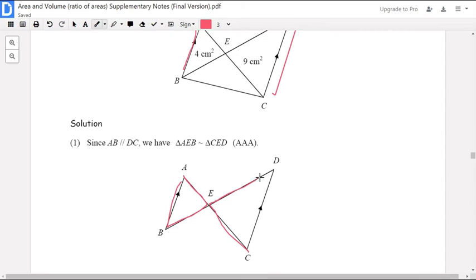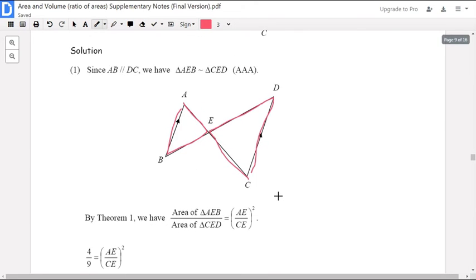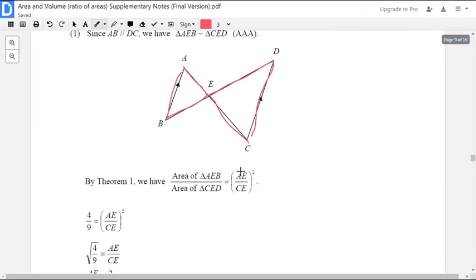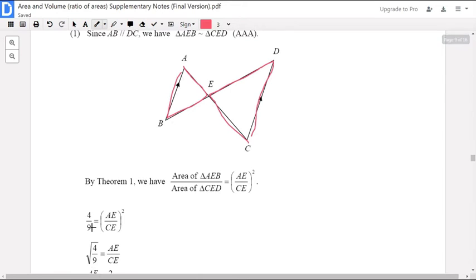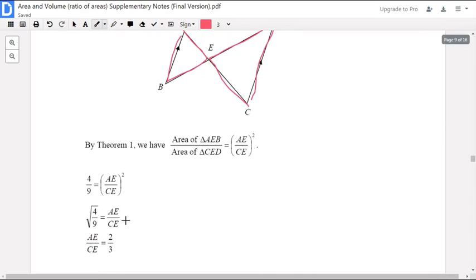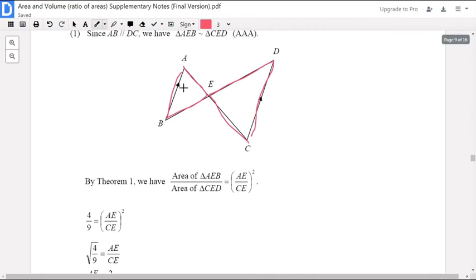Similar to triangle CED. These two are similar. Therefore, we know that the ratio of the areas must be the same as the ratio of the corresponding sides AE and CE. The areas are 4 and 9. 4 divided by 9 will be AE over CE squared. Taking the square root, the ratio of AE to CE must be 2 to 3.